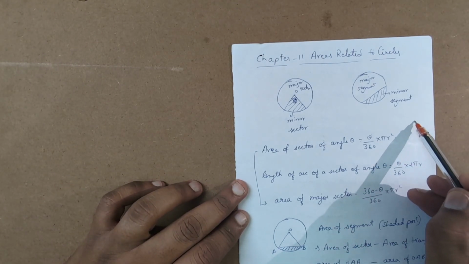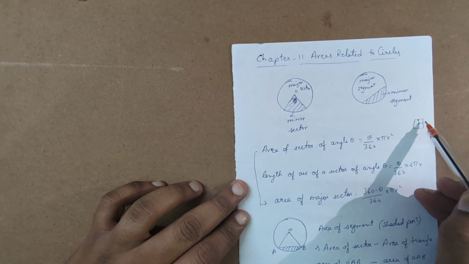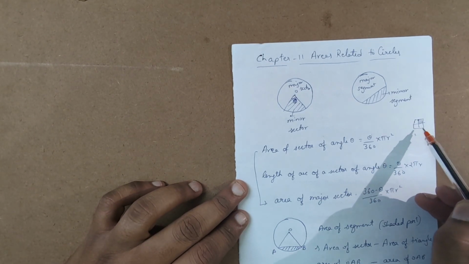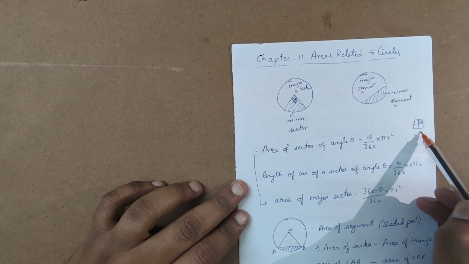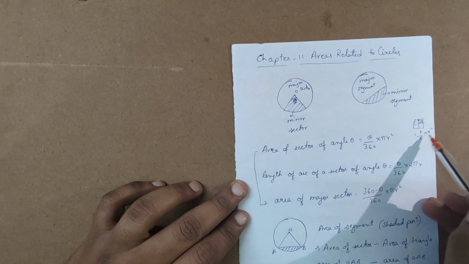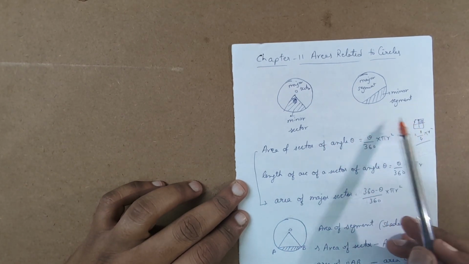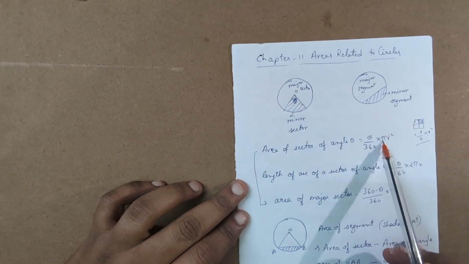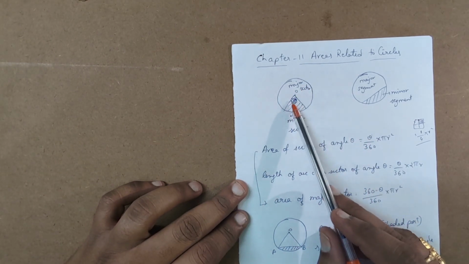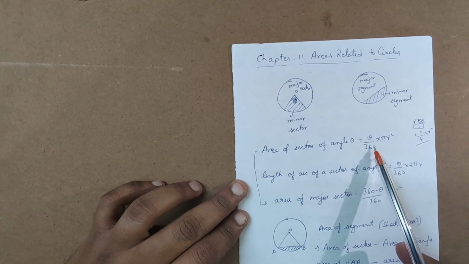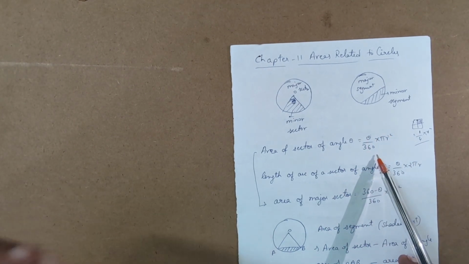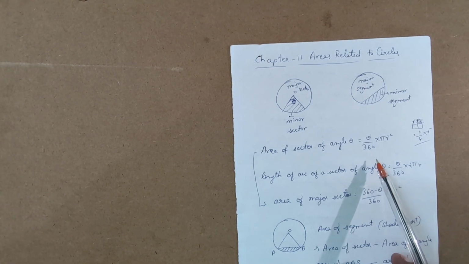It is similar to, suppose we have a square here and there is a 1/4 portion. Then what is the area of this 1/4 portion? We say the shaded portion by total portions into total area. In the same way, the total area of the circle is pi r square. So in that pi r square, what is the shaded portion? This part. The total angle is 360, whereas this part is theta. So theta by 360 into pi r square. In this way, this formula is defined, that is the area of a sector of angle theta.